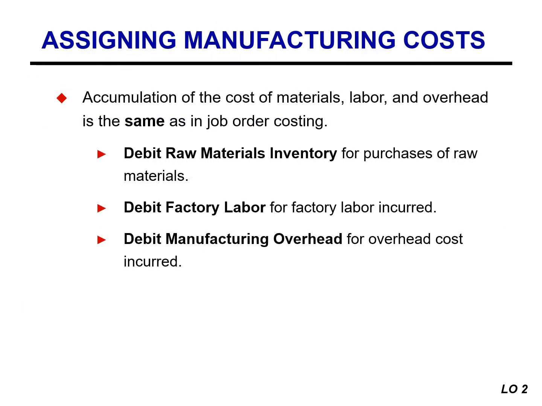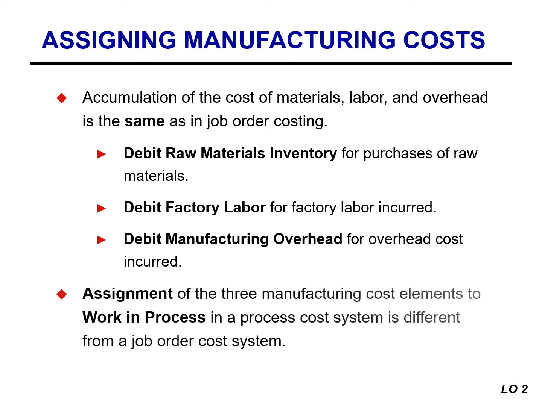As indicated earlier, the accumulation of the cost of materials, labor, and manufacturing overhead is the same in a process cost system as in a job order cost system. Both systems debit raw materials inventory at the time of purchase. They also debit factory labor for all labor costs incurred and debit actual overhead cost to manufacturing overhead. The assignment of the three manufacturing cost elements to work in process in a process cost system is different from a job order cost system. You will have more than one work in process inventory account.